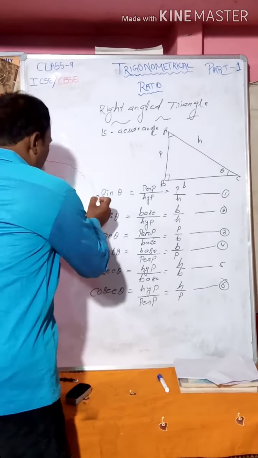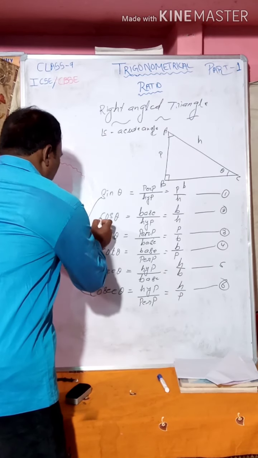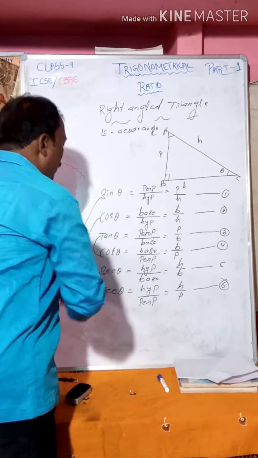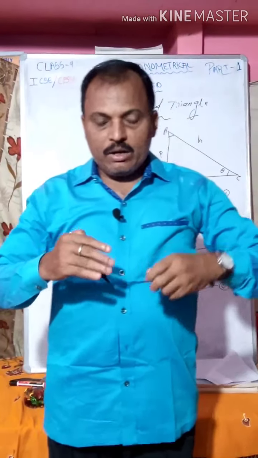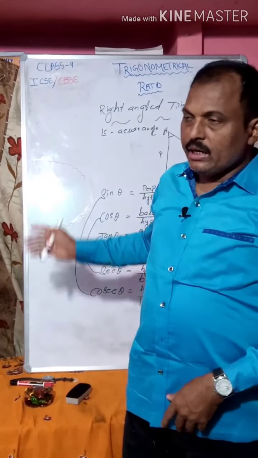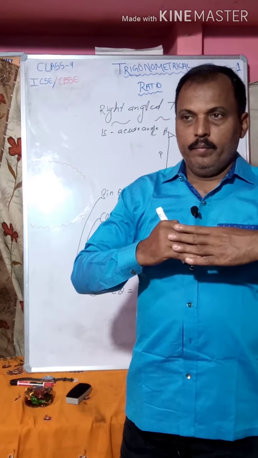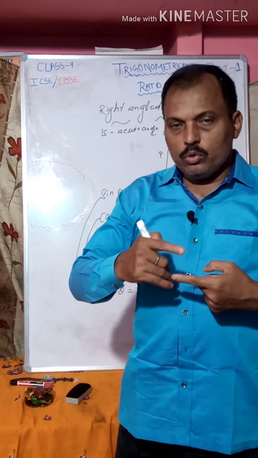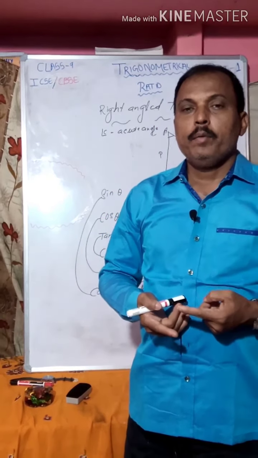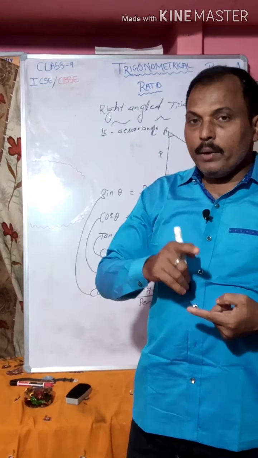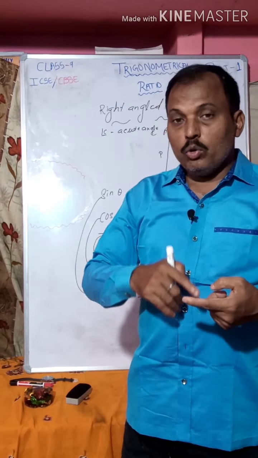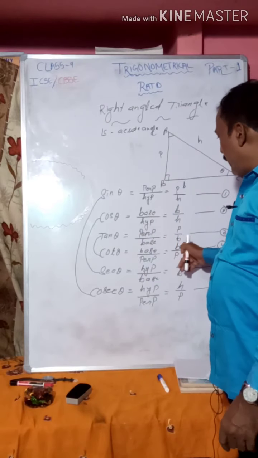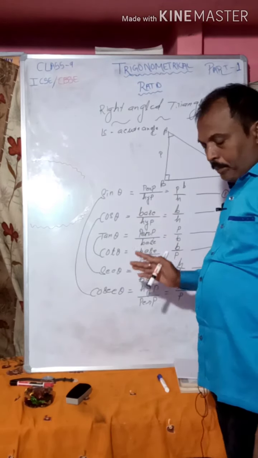Sin reverse cosec, cos reverse sec, and tan reverse cot. Sin and cosec, sec and cos are alternatives. If sin theta is equal to A by B, then cosec theta will be B by A. If sin theta is M by N, then cosec theta will be N by M. If tan theta is P by B, then cot theta will be B by P, this much.